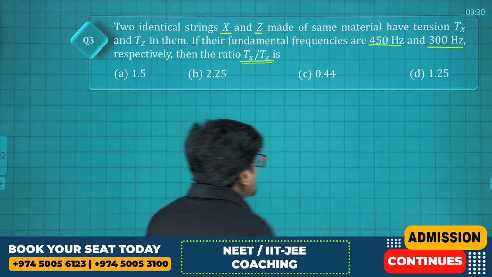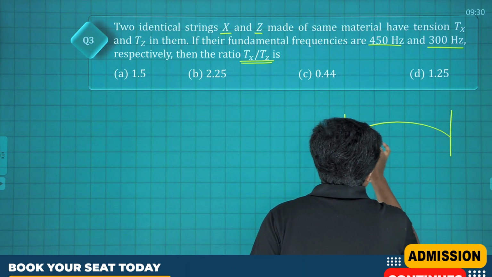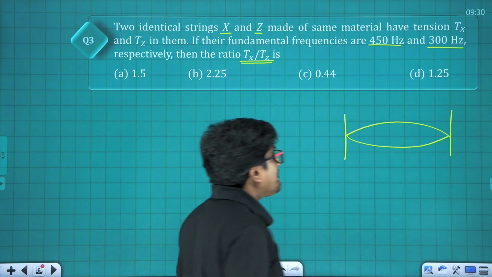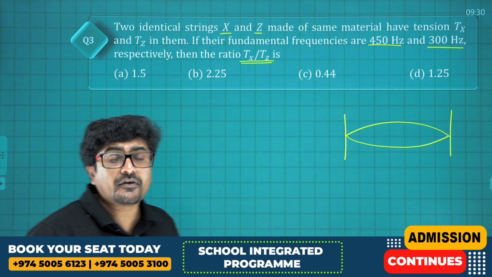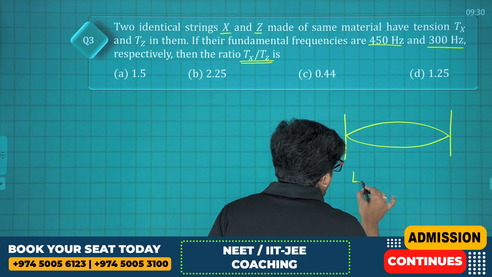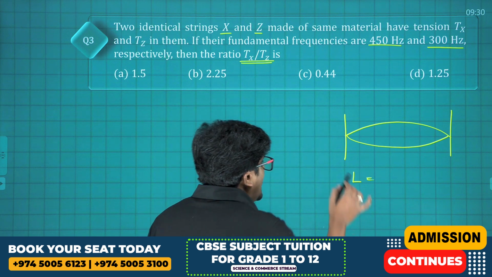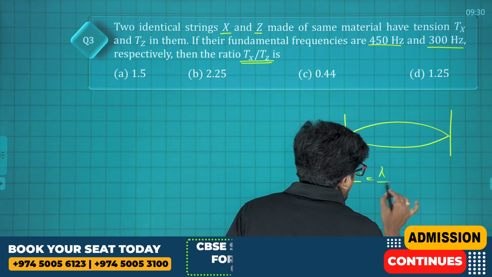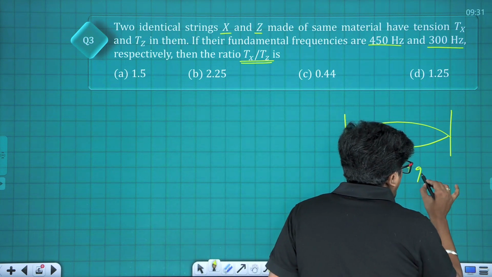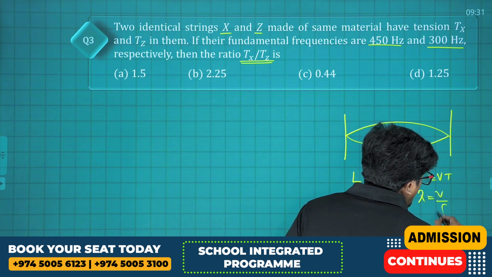Okay, so let's try to understand the fundamental concept first. This is the case where I can have the fundamental frequency for a stretched string. Here you know this is the length of the string L. Two identical strings, so the length is same for both. The length of the string is lambda by 2. What we know about lambda? Lambda is equal to V into T, or lambda is equal to V upon frequency F.